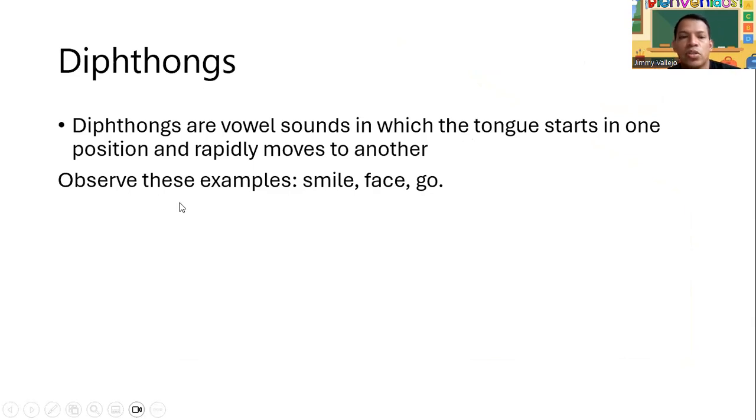Now the diphthongs. A diphthong is a vowel sound in which the tongue starts in one position and rapidly moves to another position. One of the examples we can see is smile: your tongue starts in a position and rapidly changes to another one. The same happens with face and go.